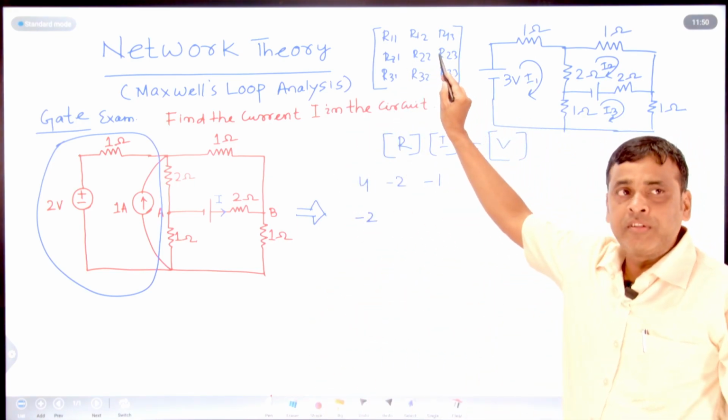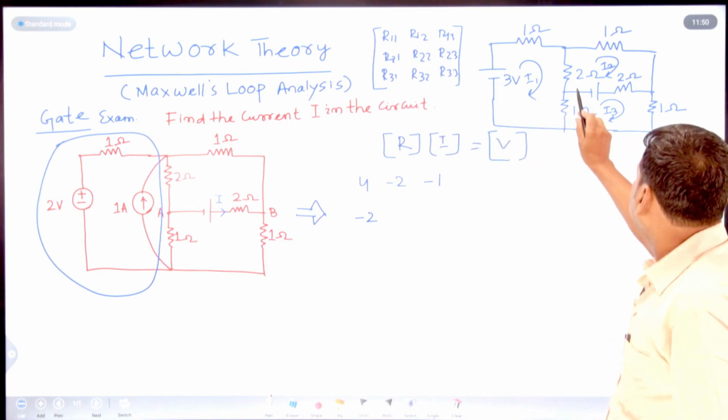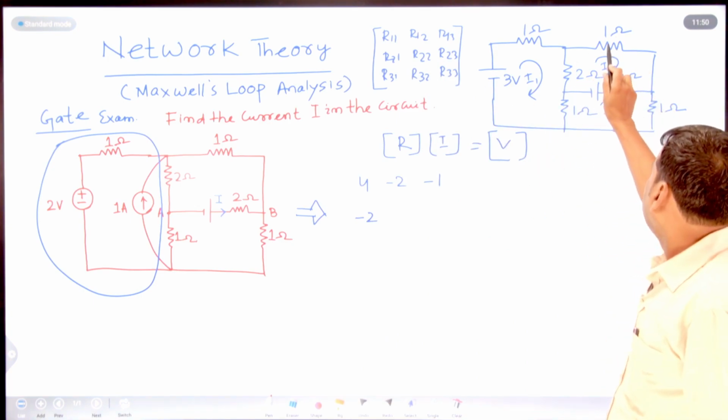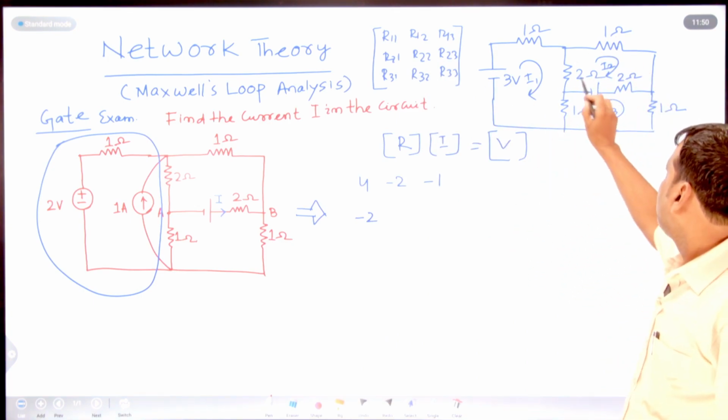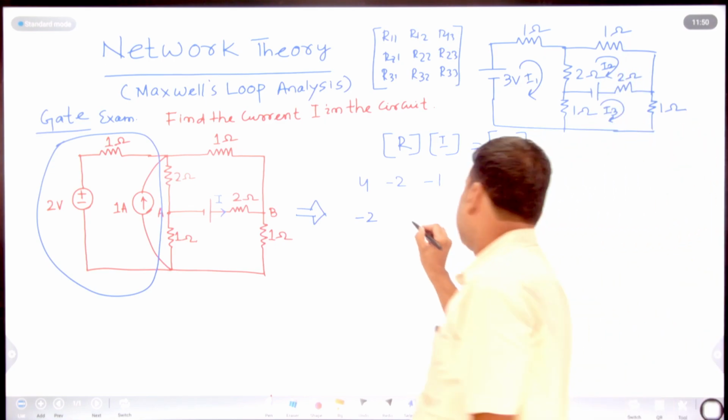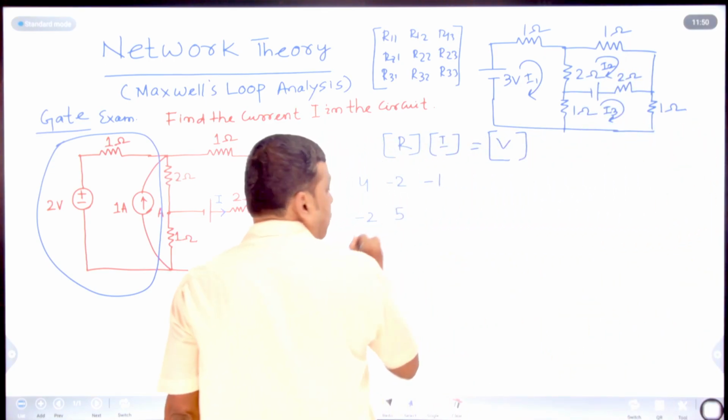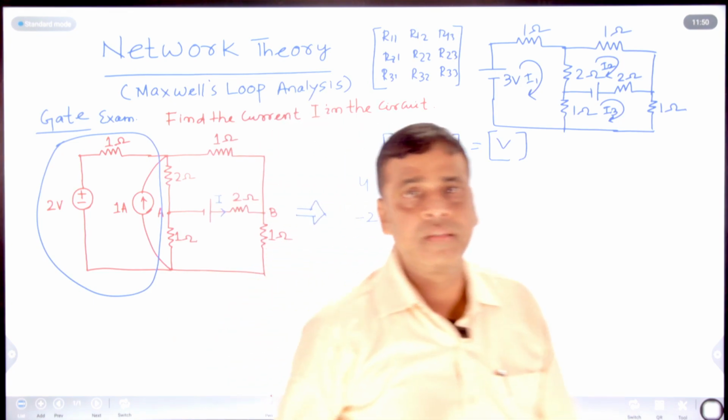R22 is the sum of the resistance formed by loop 2. In loop 2, how many resistances are there? 1 plus 2 plus 2, that is 4, plus 1 is 5. That is your 5. In the self loops, R11, R22, R33.